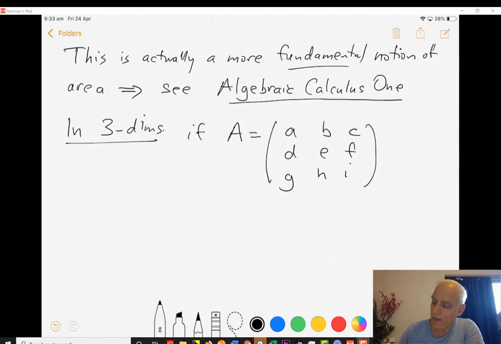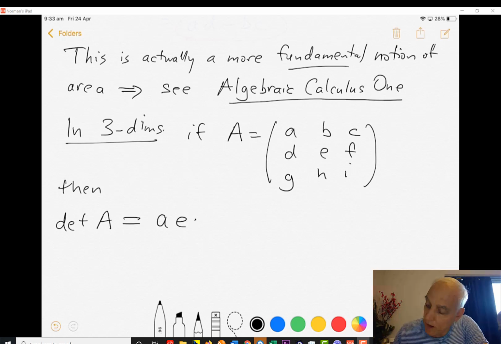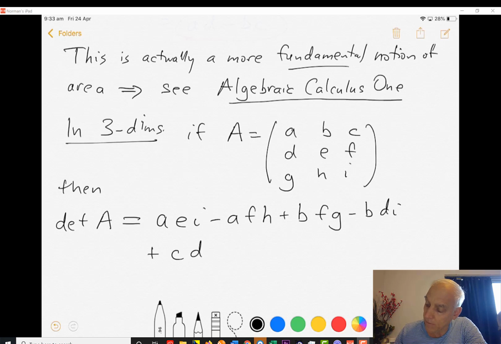Then what is this magical determinant? So here's the formula for the determinant of A. It's going to be 6 terms. A times E times I minus A times F times H, plus B times F times G minus B times D times I, and plus C times D times H minus C times E times G.